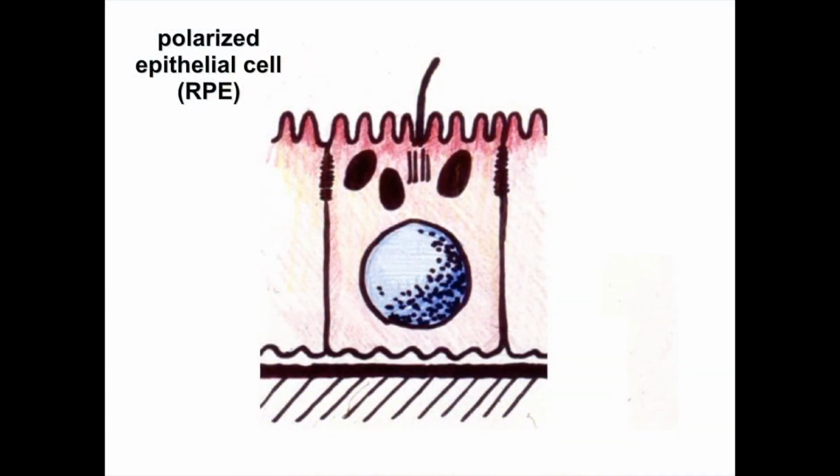Epithelial cells, like the retinal pigment epithelial cell shown in this diagram, are polarized. They have an apex and a base. A basement membrane or basal lamina lines the base of the cells. This serves as an attachment point for the connective tissues of the extracellular matrix.